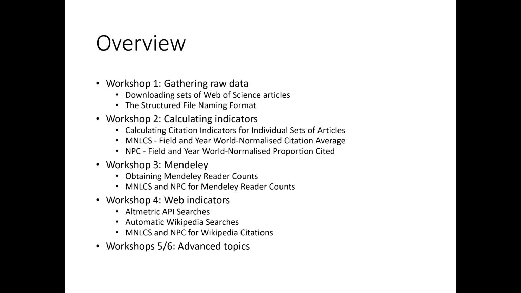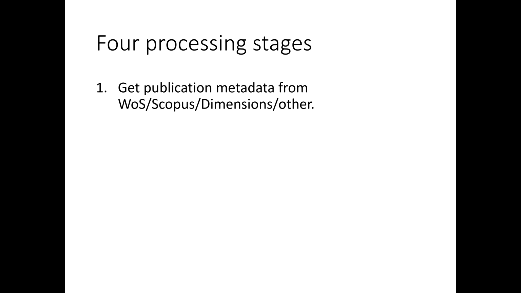So in these workshops, we're going to look at gathering raw data, calculating indicators, applying Mendeley reader counts, and applying web indicators. And we're going to use the software Web Metric Analyst for these. The processing stages come in 4 parts. Firstly, we're going to get the publication metadata from the Web of Science in this presentation, but you might also get it from Scopus. There are instructions in the back of the workshop handout. Dimensions or somewhere else, you might already have them.